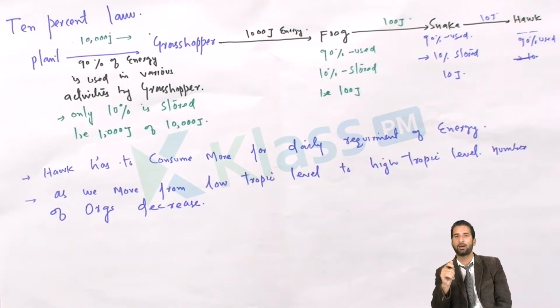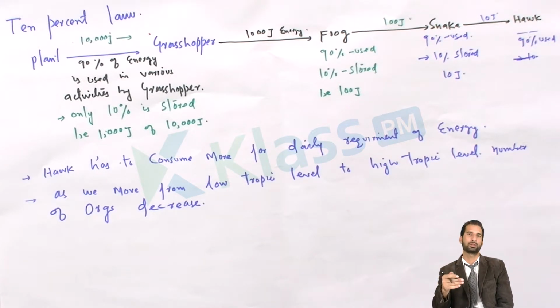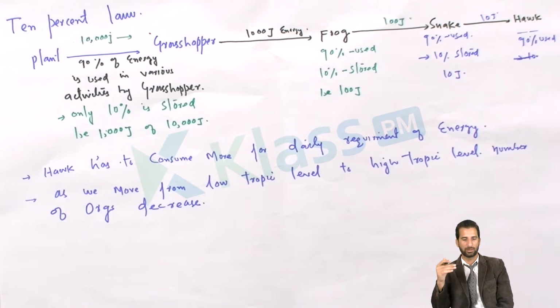So out of 10,000 joules consumed by the grasshopper, only 1,000 joules are now stored in the grasshopper, because 90% of this energy is dissipated as heat or utilized by the grasshopper for various metabolic activities. So only 1,000 joules are now present in the grasshopper, which is actually available for the secondary consumer. Now the secondary consumer is the frog.